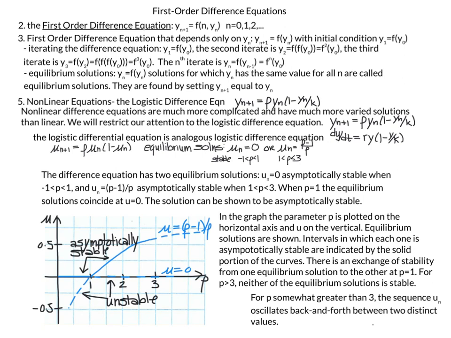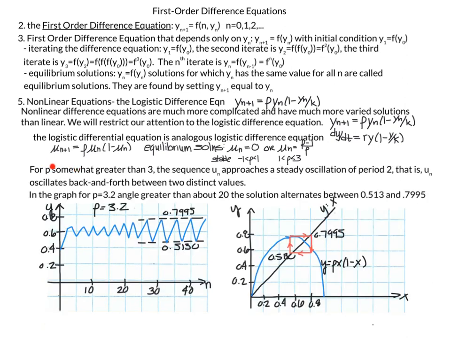And what we'll see as rho increases in this logistic difference equation is that the sequence will oscillate back and forth between more and more values, until not only do we not have a stable equilibrium, we sort of devolve into chaos. So let's see what that looks like.